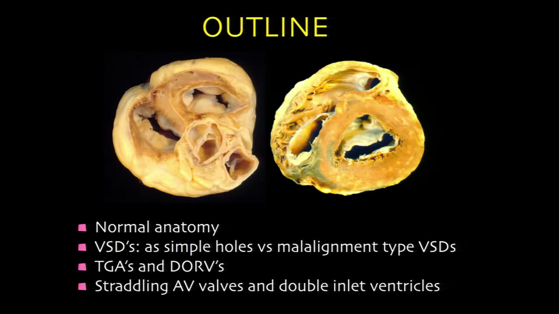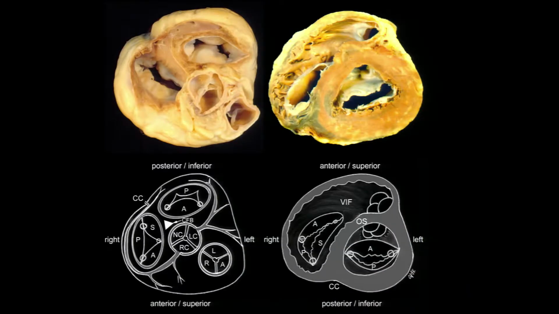I want to skip the TGA and DORV because it is a little bit too long a list, and then I'll talk about the straddling, overriding atrioventricular valves and double-inlet ventricles using the anatomy shown in the base of the ventricles. Okay, so these are really the base of the ventricle seen from above. This is the base of the ventricle seen from below. You have the line drawing of this.